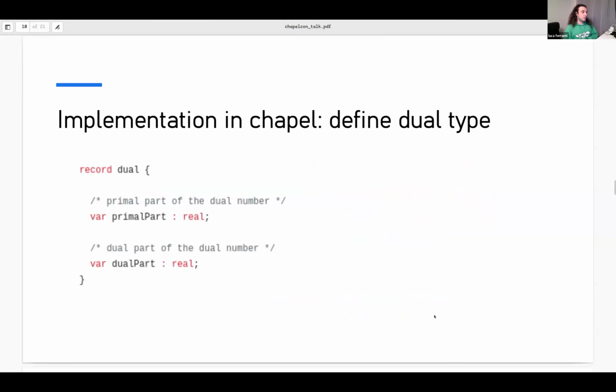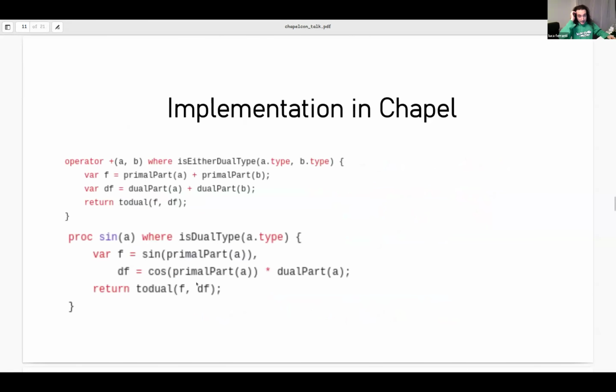Now, how do we do this in Chapel? Well, we define a new record, dual. This is a very simplified version, more on this later. We define this new record, dual, which has a primal part and a dual part. And then we start overloading the operators on this new type, on this new record, so to speak.